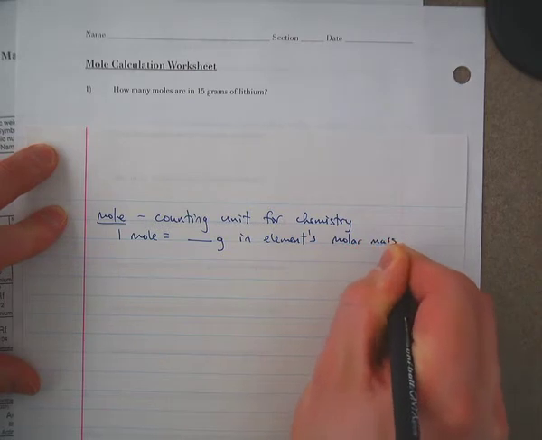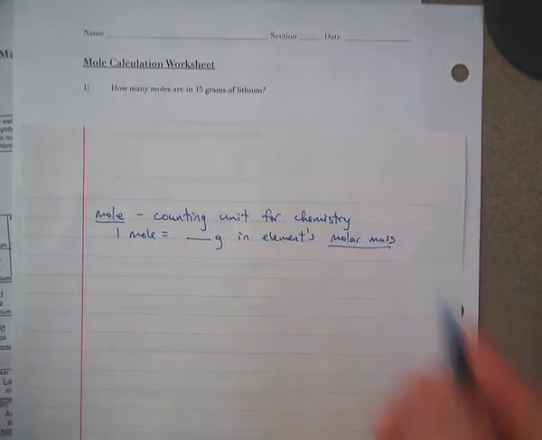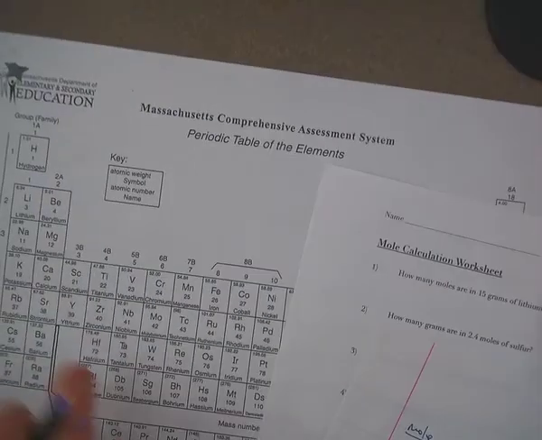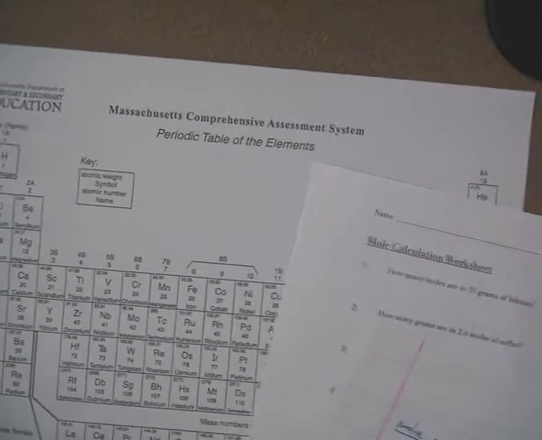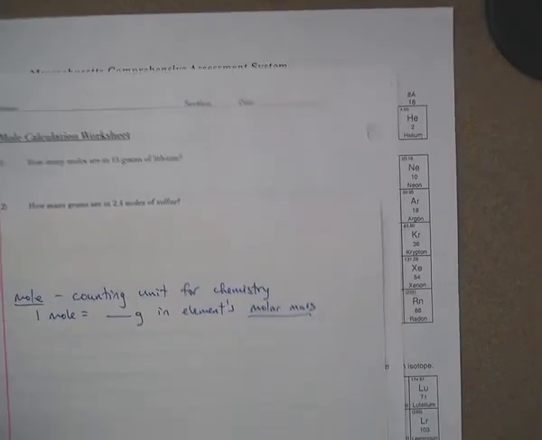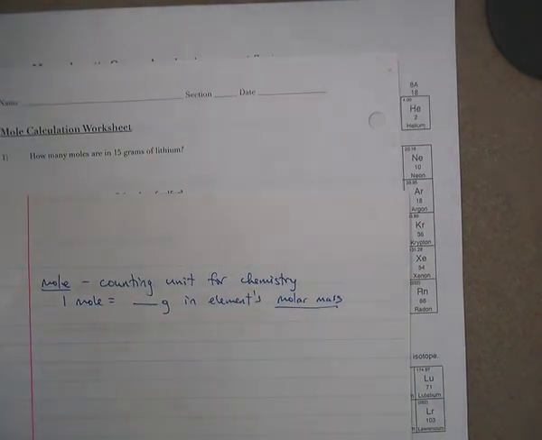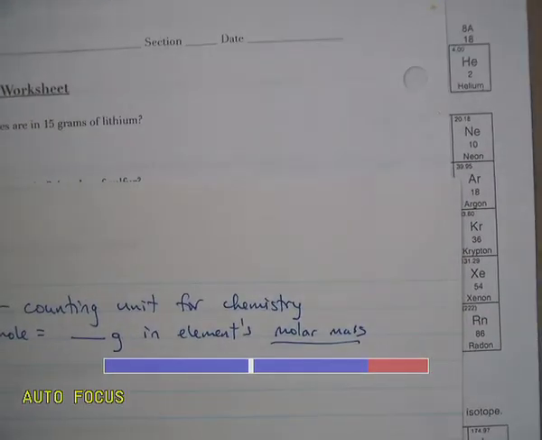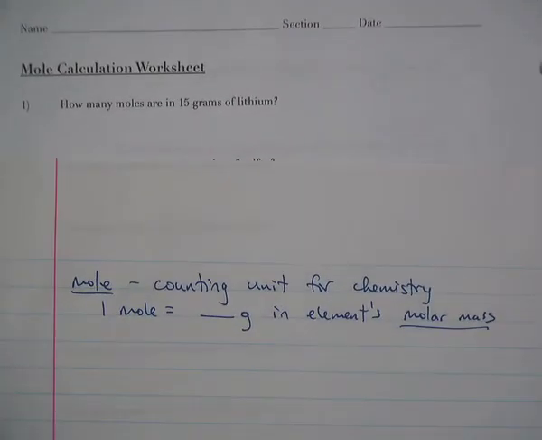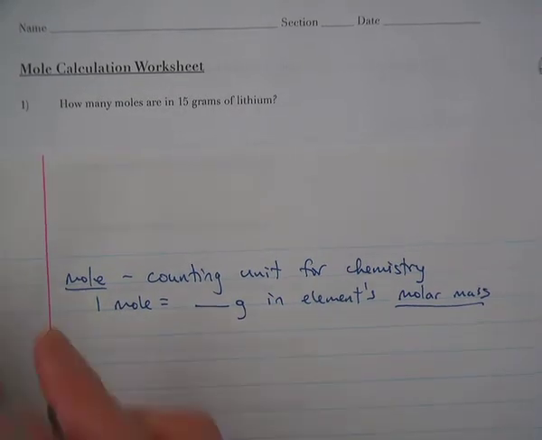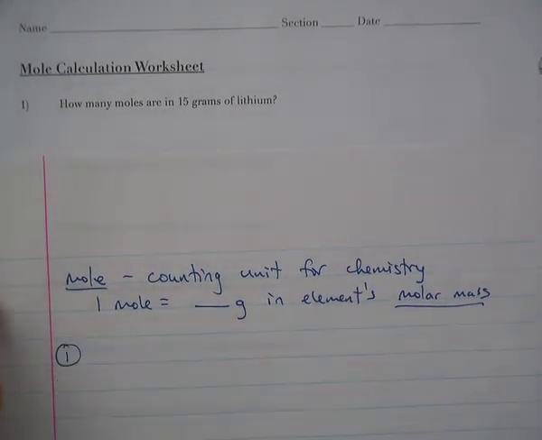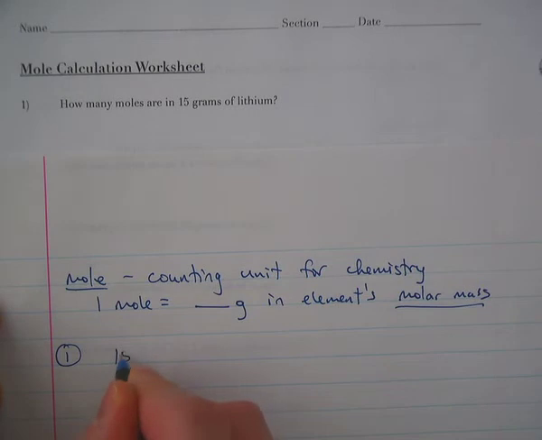And remember from last class, we can look up the molar mass for any element right here on our periodic table. So let me go through a couple examples and show how we would actually use this. And I'll try to zoom in on this sheet so it's a little easier to make out. Okay. And so the first problem asks us, how many moles are in 15 grams of lithium? So we are given 15 grams of lithium, and we want to find out how many moles that is.